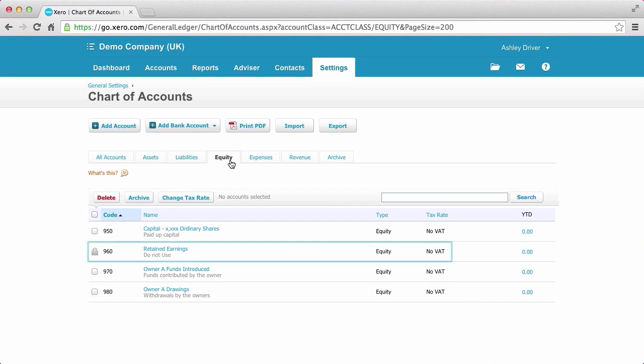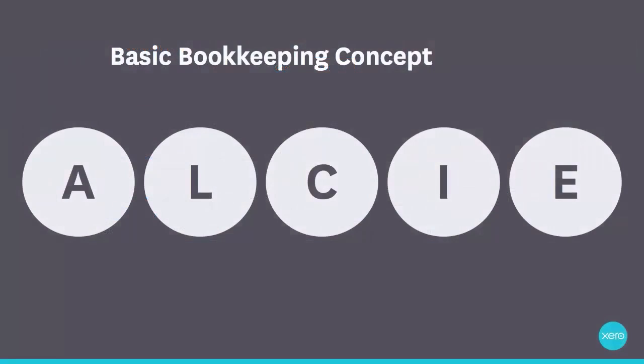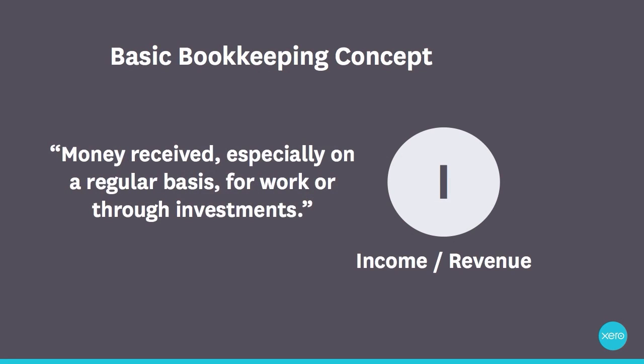You also notice on this list we have the retained earnings account. Now, this particular account is used within year end, and we're going to go and take a look at that right at the end of this presentation. Next up, we have the income or revenue. This is what keeps your business running on a day-to-day basis, the bread and butter, what you receive on a regular basis, usually for work or investments. Now, investments is an interesting concept because you can also have indirect income. Say, for example, if you give an employee or another business a loan, if you charge interest on that loan, that can be an indirect revenue stream.